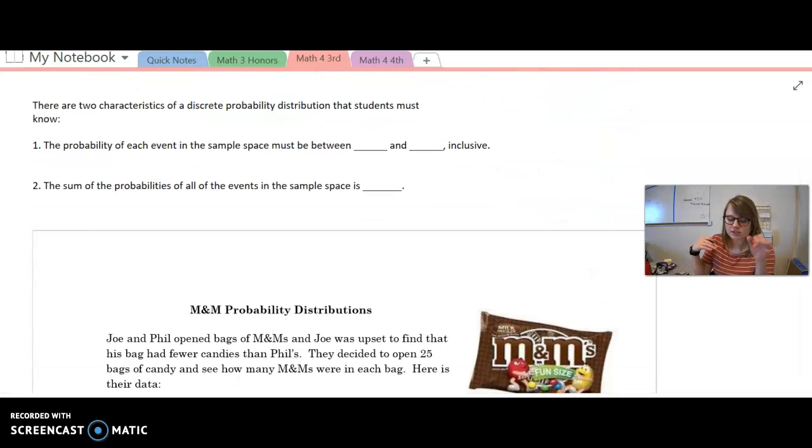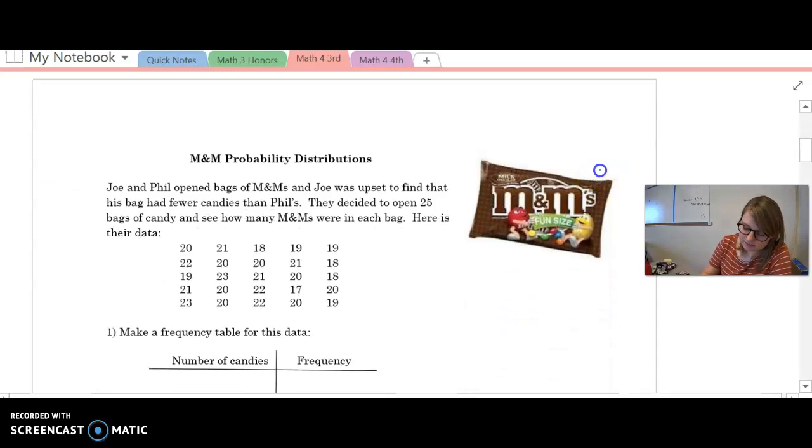Now there's two characteristics of a discrete probability distribution that we need to know. The probability of each event in the sample space must be between 0 and 1. So it's always going to be a decimal. And the sum of those probabilities that are between 0 and 1 is going to add up all the way to 1. It will not go over, it won't be under, it'll be exactly 1 each time. So let's get into this.